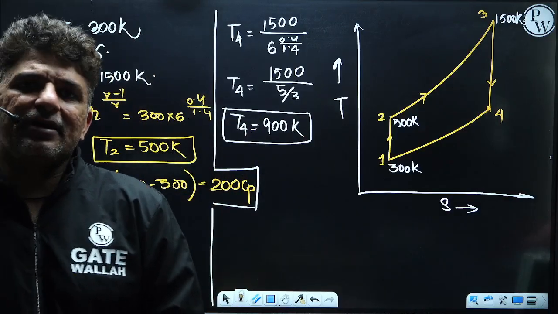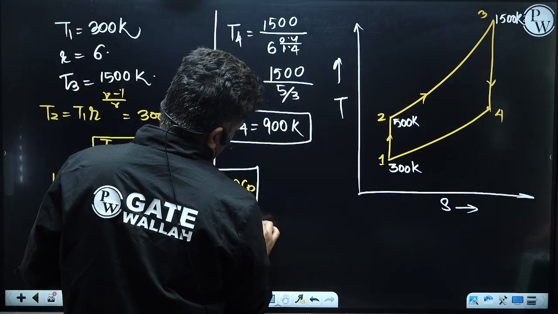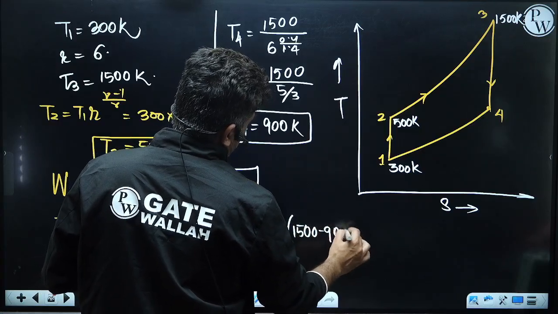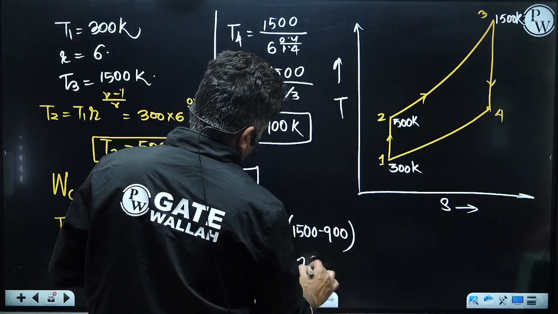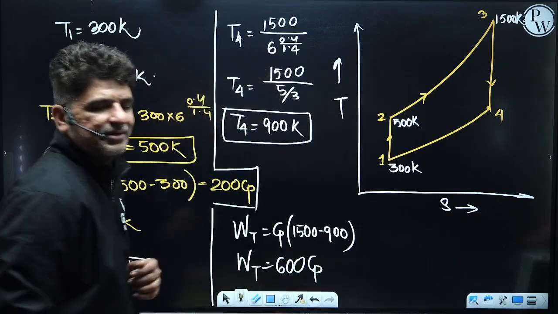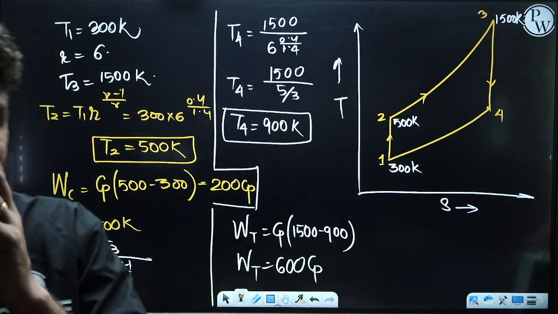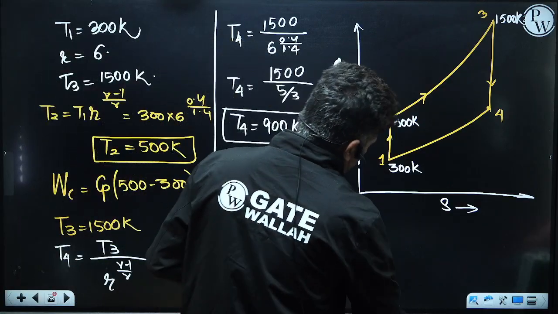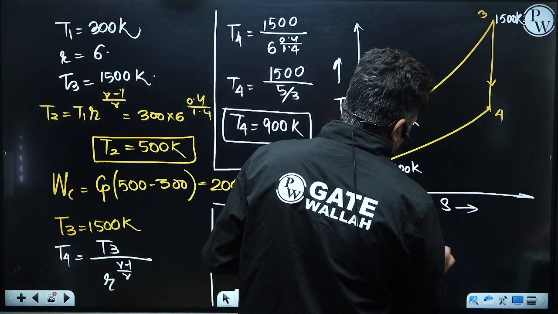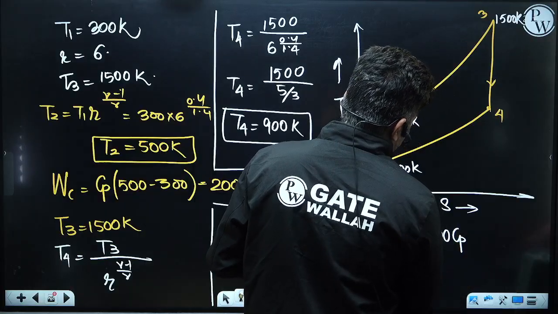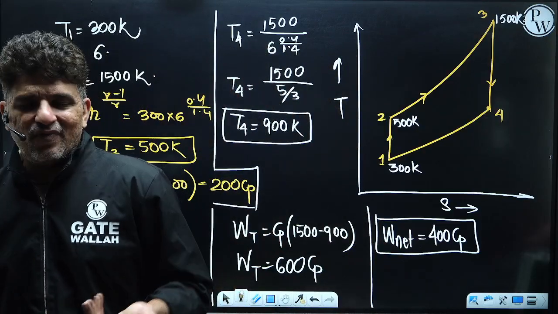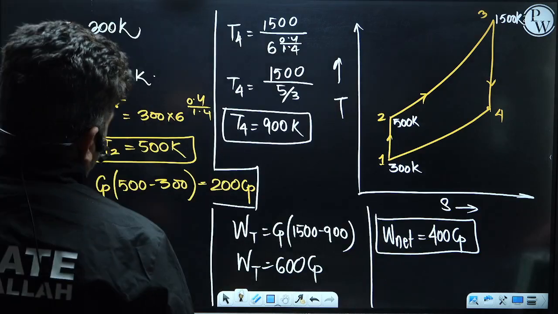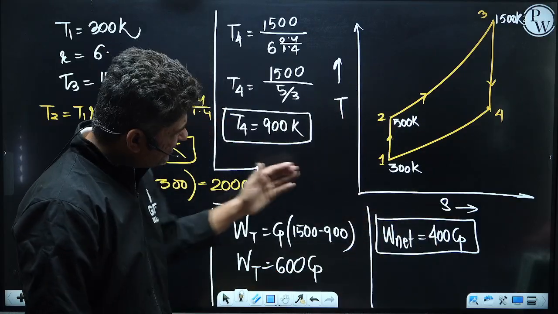And can we calculate the work of the turbine? The work of the turbine will be equal to Cp into (1500 minus 900), that is 600 Cp. So the work developed by the turbine is 600 Cp and the work consumed by the compressor is 200 Cp. What will be the W net? W net will be equal to 400 Cp. For Cp you can put 1.005, so you'll get kilojoule per kg. But let's understand that this is the work.